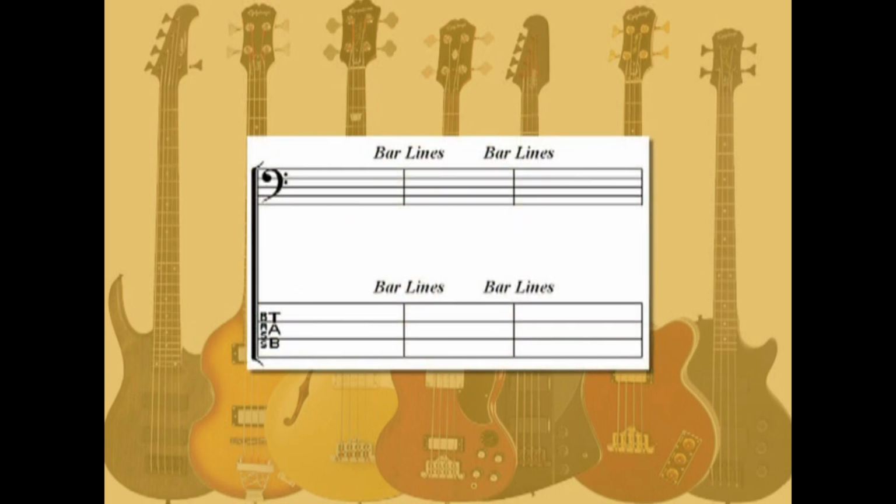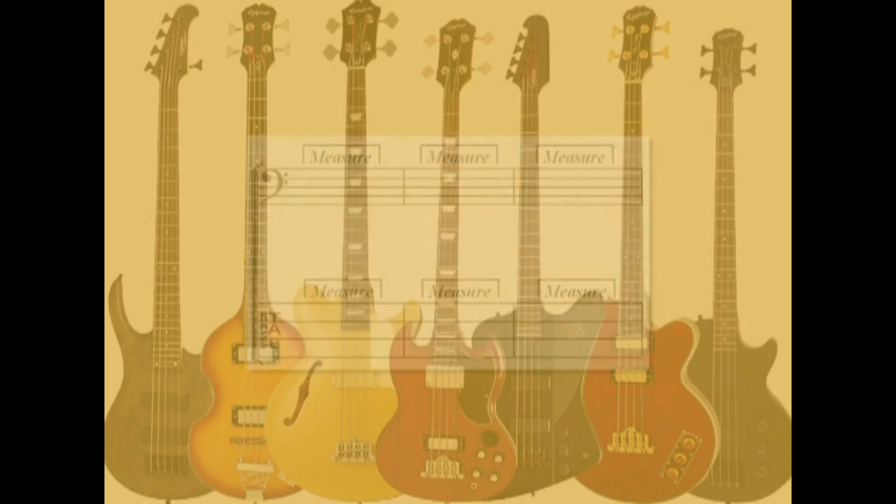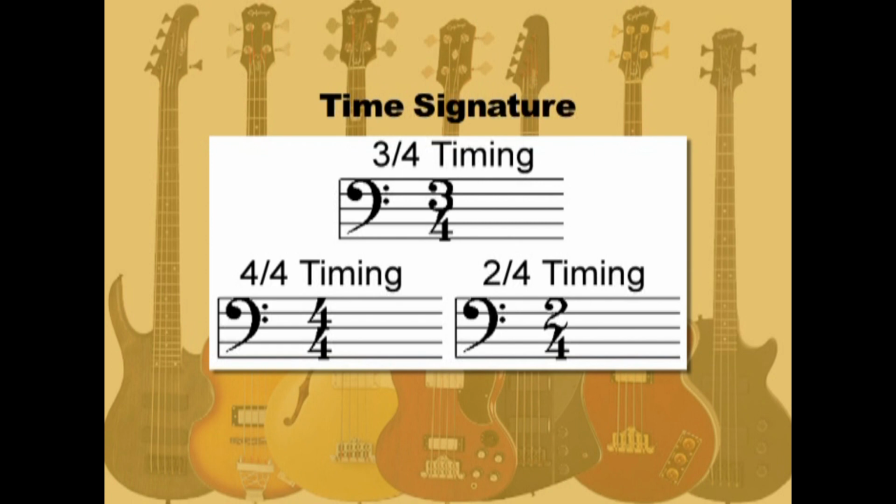Bar lines are the vertical lines that divide tablature and staff music into sections. A measure is the space between bar lines. Each measure uses an equal set of beats. The amount of beats is determined by the time signature.